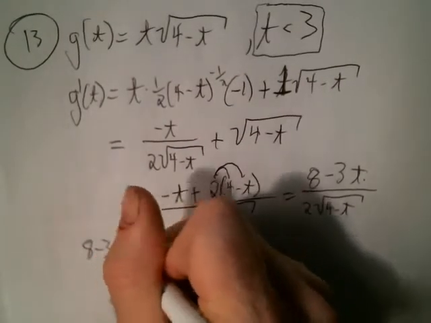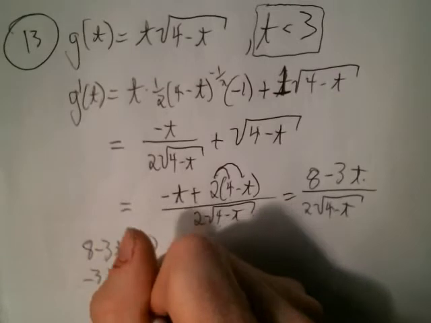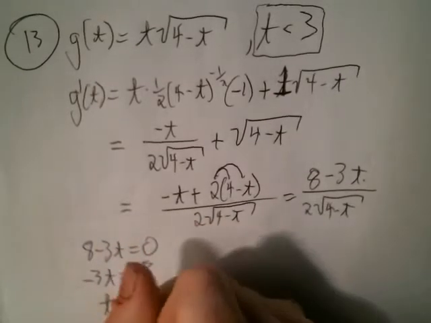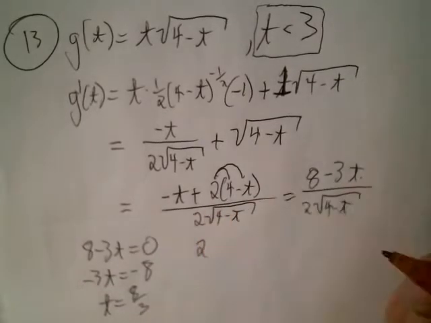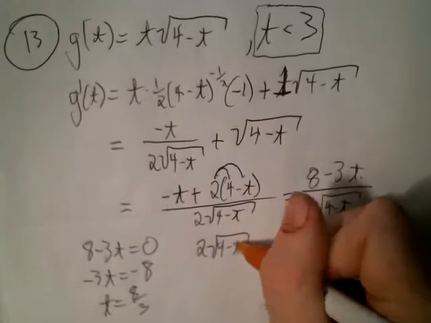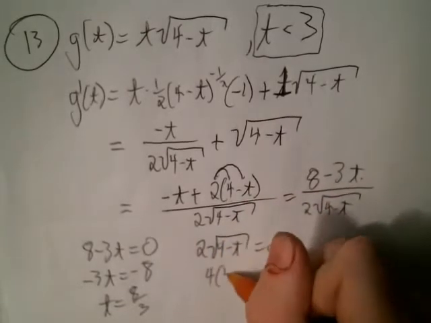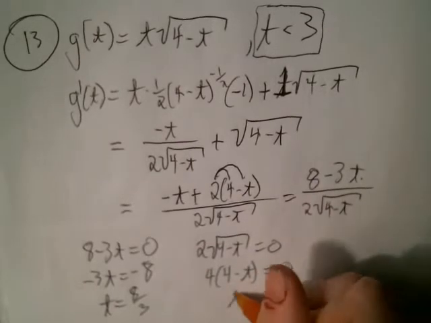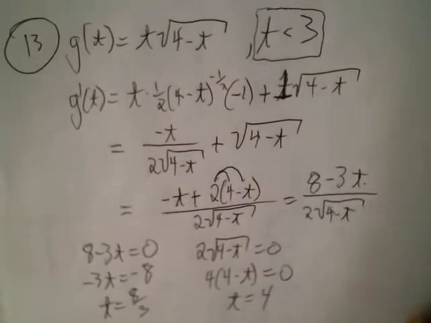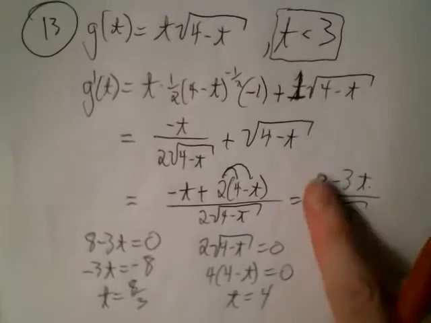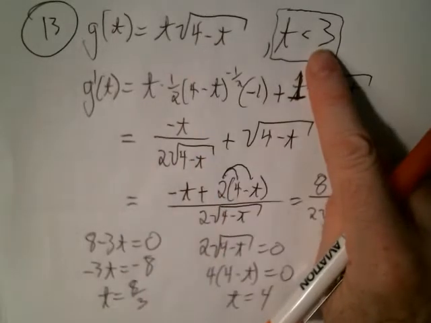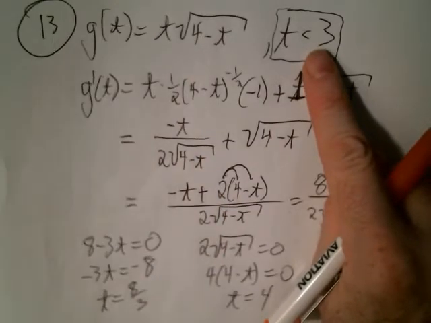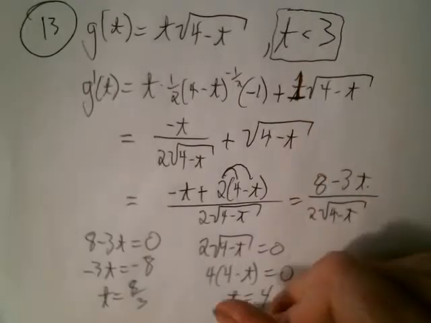So 8 minus 3t, set that equal to 0. So negative 3t equals negative 8. So t equals 8/3 is one critical number, I think. And then 2 times the square root of 4 minus t equals 0. Square both sides, so 4 times 4 minus t is 0. So t has to equal 4. Okay, the function is not defined at 4. All right, the original function is, but they've already gone and restricted the domain and said, hey, let's not bother with that. So I don't have to worry about this guy at all.